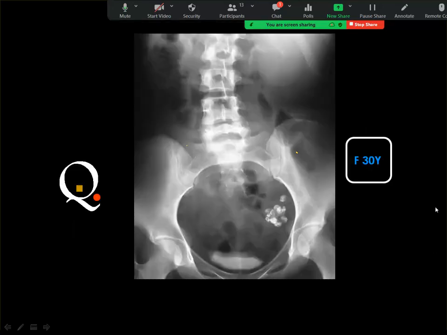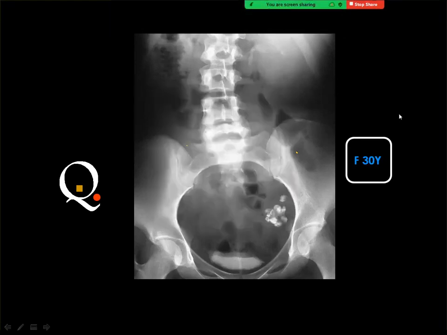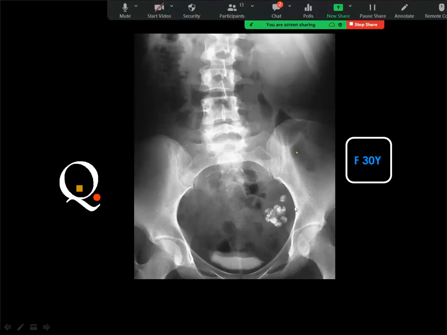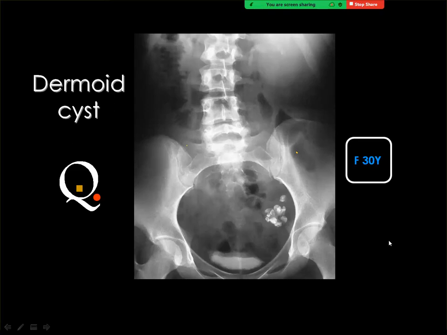Next case is a female patient, 30 years old, with a plain X-ray; this is a film obtained from an intravenous urogram. This is ovarian dermoid cyst because these radiopaque structures look like teeth, and this is one of the diagnostic criteria by which you can diagnose ovarian dermoid cyst from the plain film. Yes, and this is dermoid cyst.